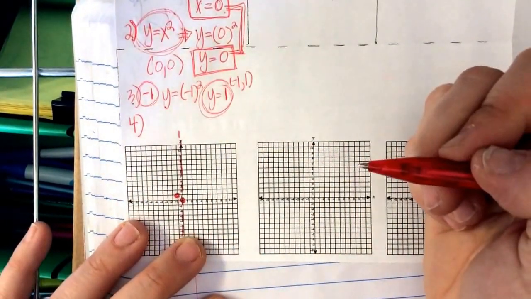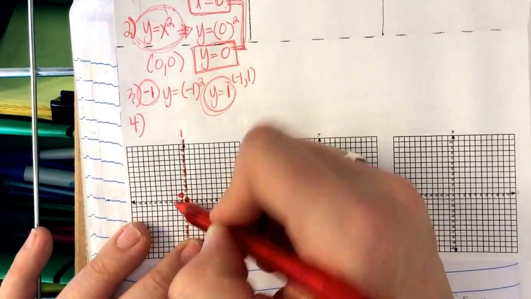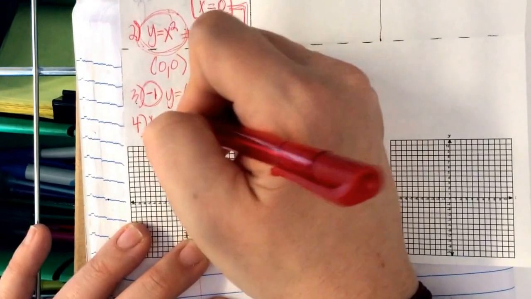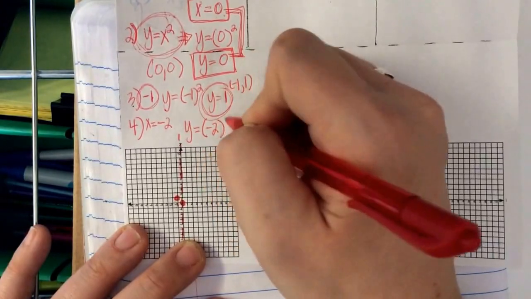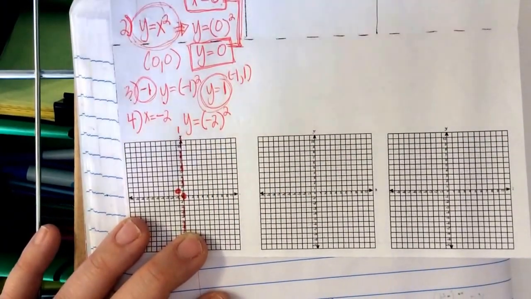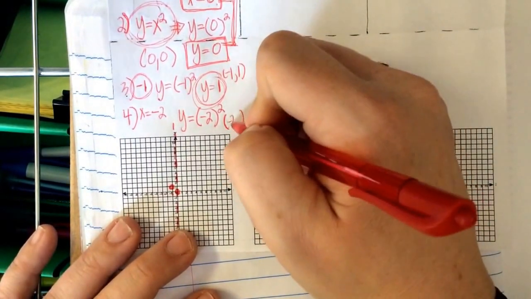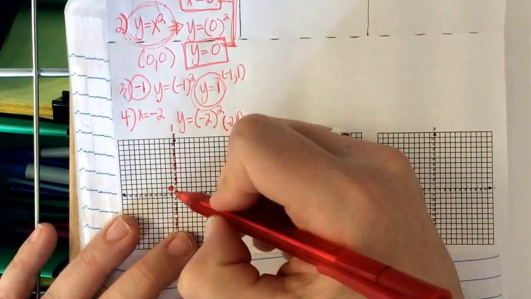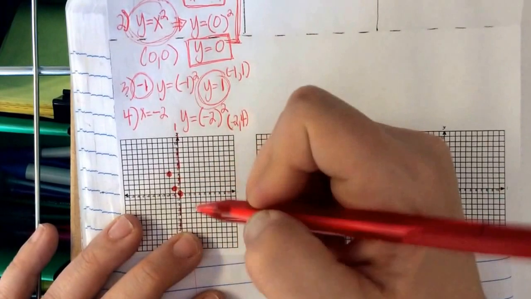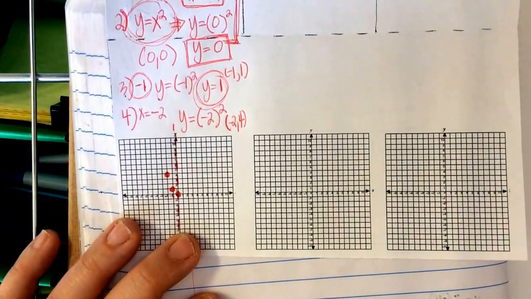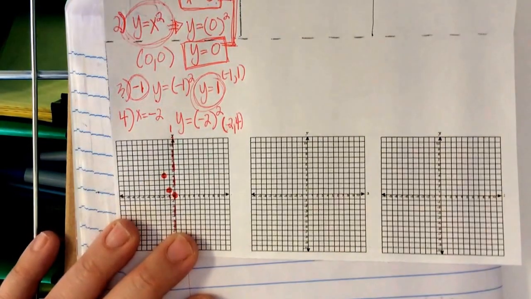Step 4. Instead of going 1 space to the left, I'm going to go 2 spaces to the left. So that means x equals negative 2. So I substitute. What's negative 2 squared? So my ordered pair is negative 2, 4. There are 5 steps. We've only done 4. What's the last step? Reflect and connect.